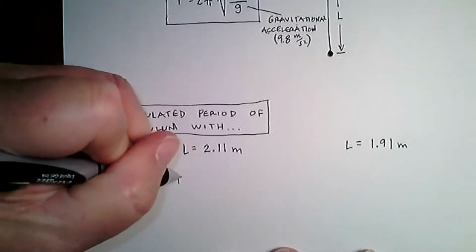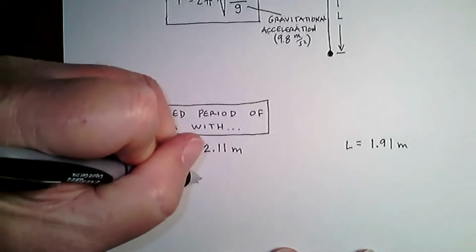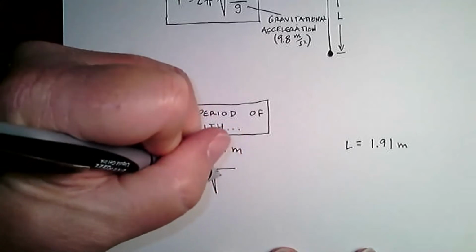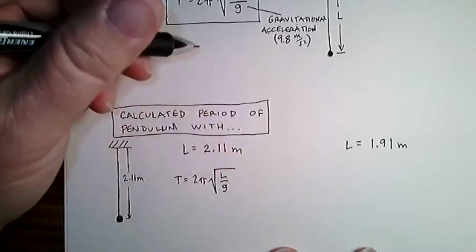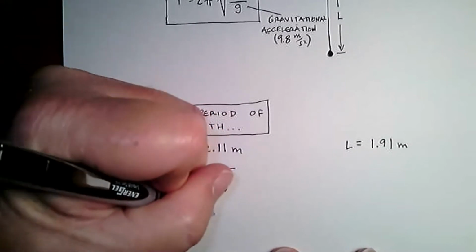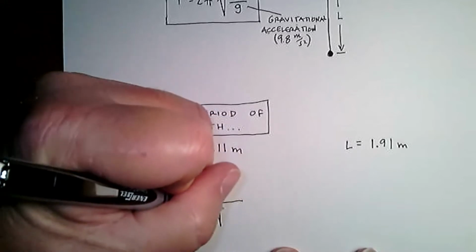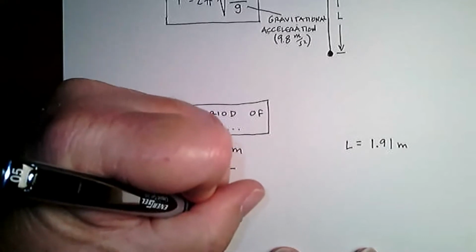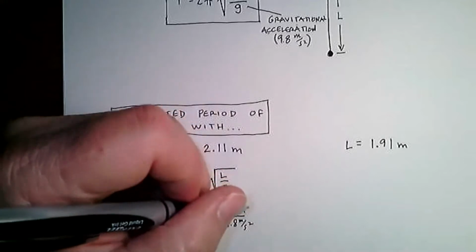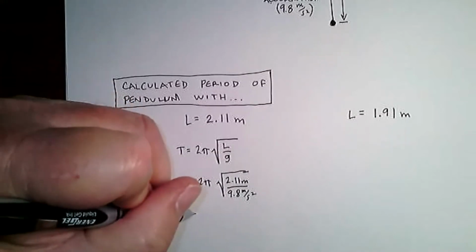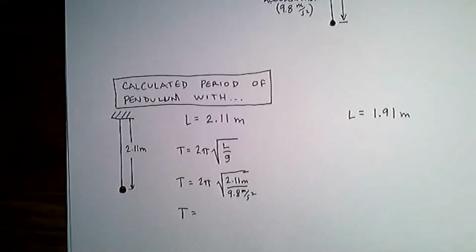So I'm going to say that my time is going to equal 2 pi times the square root of L over G. And we'll go ahead and solve for this. So this is going to be 2 times pi times the square root of 2.11 meters divided by 9.8 meters per second squared. We're going to use our accepted value and see where we come out. So that time, that period, I'm predicting then is going to be the solution that we get from this.